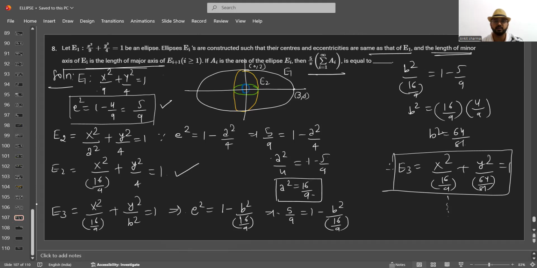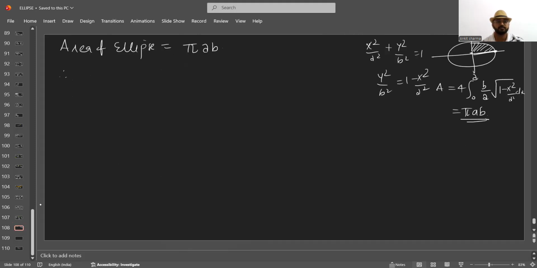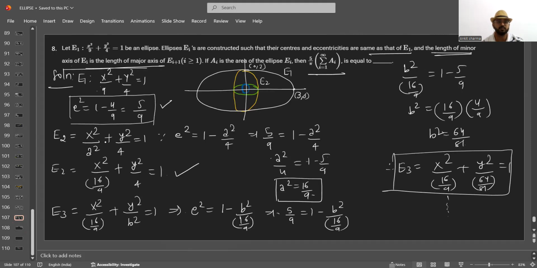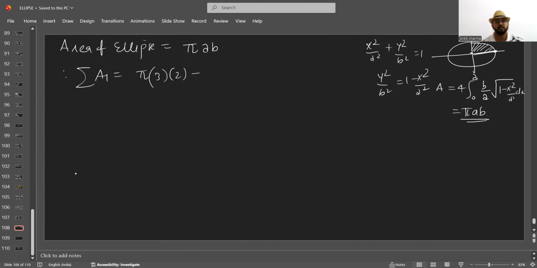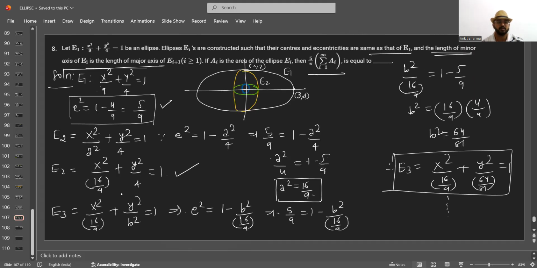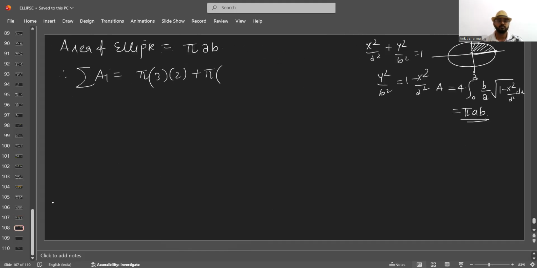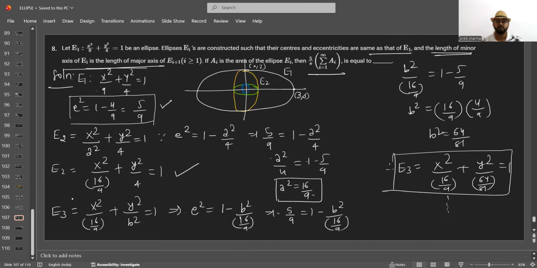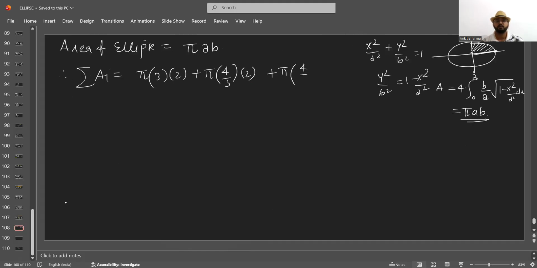So the sum of areas is going to be pi into, for the first ellipse A and B, 3 and 2. For the second ellipse, we're going to get here 4 over 3 into 2, plus for the next ellipse we are going to get 4 over 3 into 8 over 9.